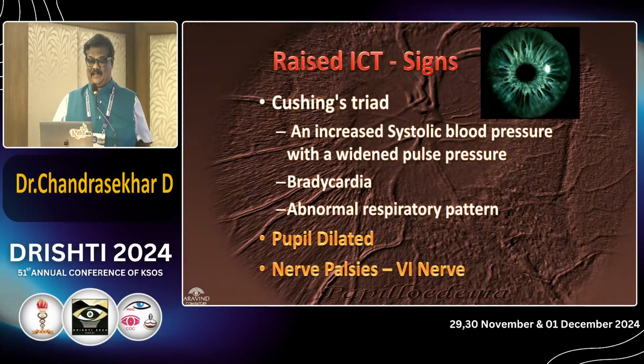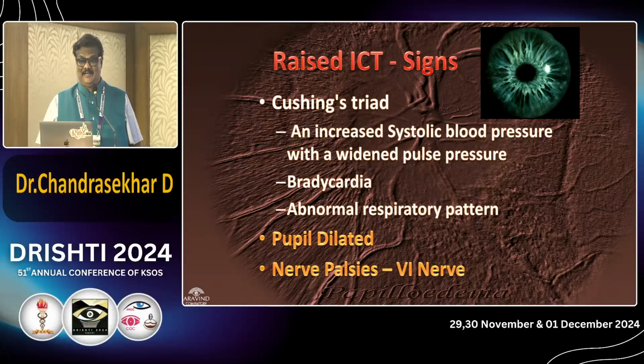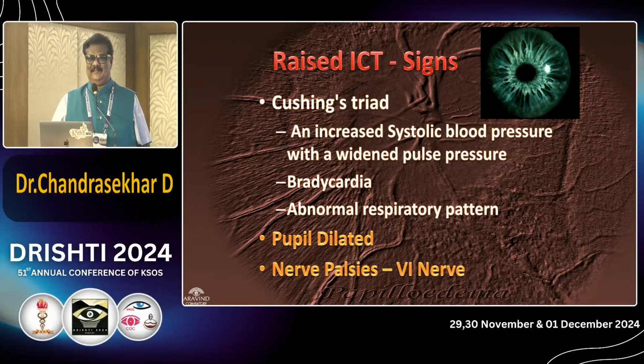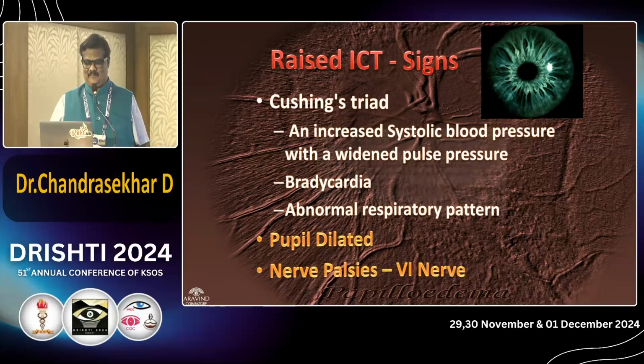This is the Cushing triad of raised ICT: an increased systolic blood pressure with a widened pulse pressure, bradycardia, and abnormal respiratory pattern. This is called the Cushing's triad in cases of papilledema.